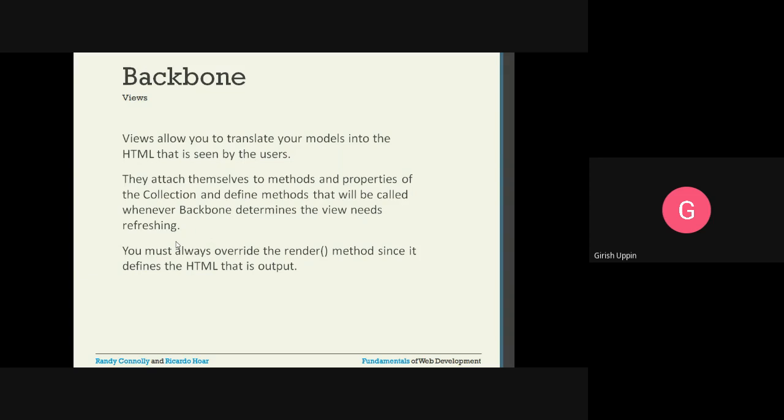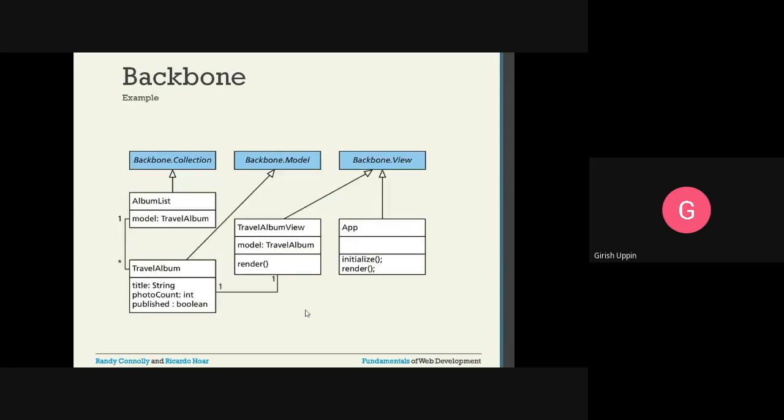They attach themselves to the methods and properties of the collection and define methods that will be called whenever Backbone determines the view needs refreshing. You must always override the render method since it defines the HTML that is output. So we have to override the render method.